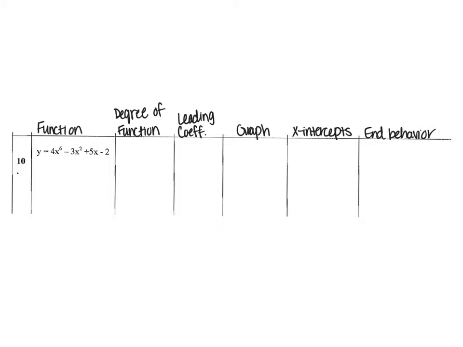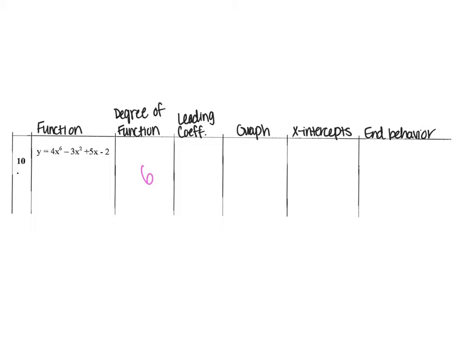All right, so now we're on number 10 of the packet, page 6, number 10. So here's our problem. We have this polynomial. We want to first find the degree of the function. That's looking at the highest power on this function, and we can see that's x to the 6th power. So that means that our degree of function is 6.